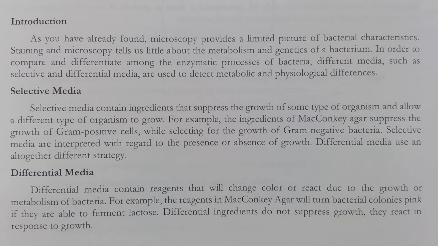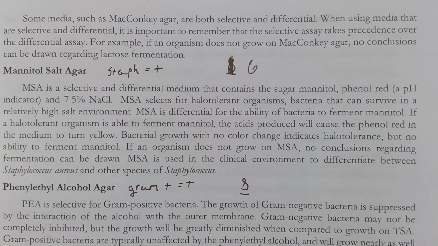Differential media contain reagents that will change color or react due to the growth or metabolism of bacteria. For example, the reagents in McConkey's agar will turn bacterial colonies pink if they're able to ferment lactose. Differential ingredients do not suppress the growth, they react in response to the growth. Some media, such as McConkey's agar, are both selective and differential.